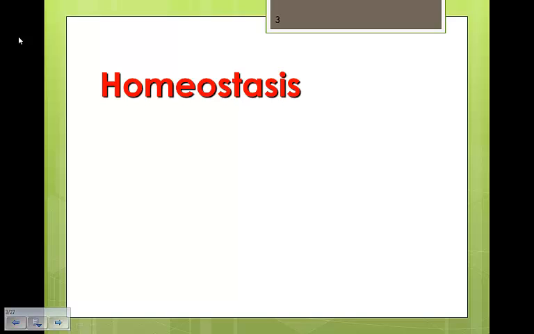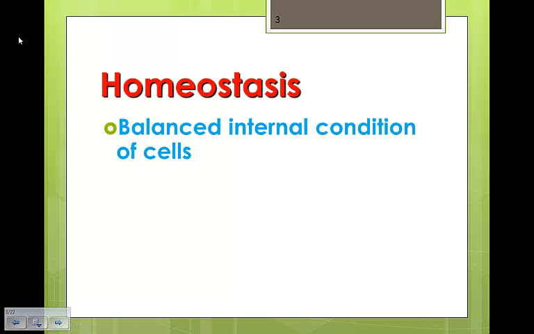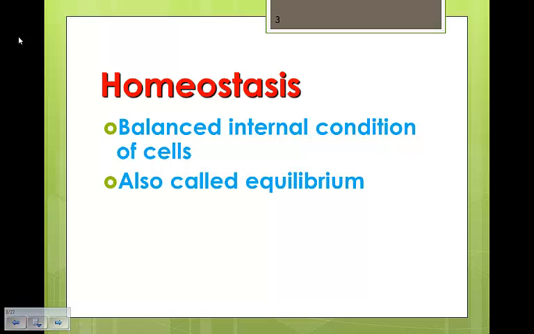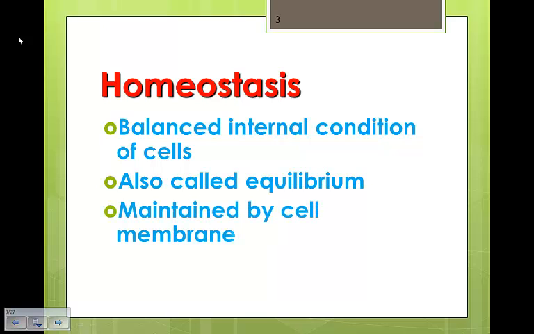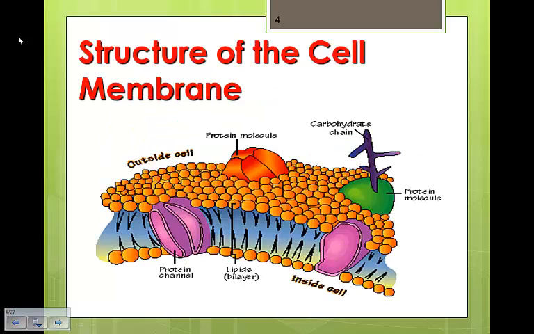Okay, so this word homeostasis, what does it mean? Homeostasis is a balanced internal condition of the cell. So you want there to be a balance. And this is also called equilibrium. So those two words you'll see used interchangeably. We'll say it'll go to equilibrium or until it maintains homeostasis. And this homeostasis, this balanced condition, is maintained by the cell membrane by allowing things to come in or leave.